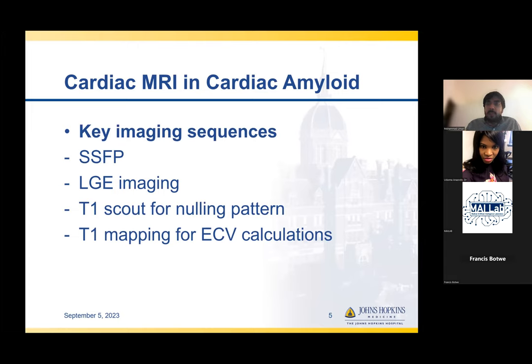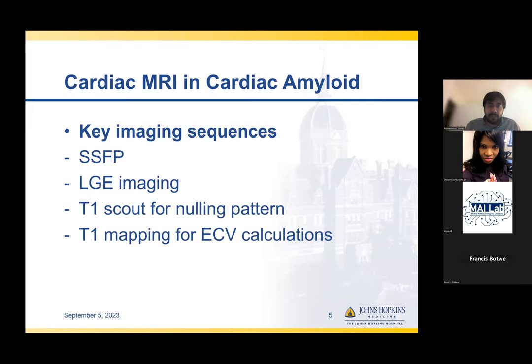So the focus of the talk is going to be ECV as an imaging biomarker. Obviously, for ECV, you need a pre-contrast T1 and post-contrast T1. You need the hematocrit within 24 hours to calculate the ECV. And we'll go into a little bit of detail of what ECV is and what this quantification actually means.